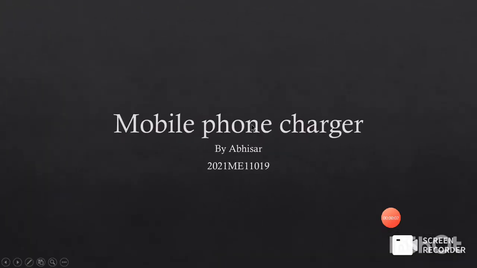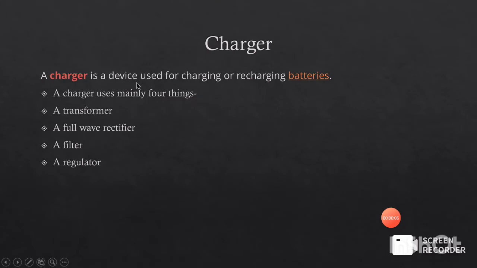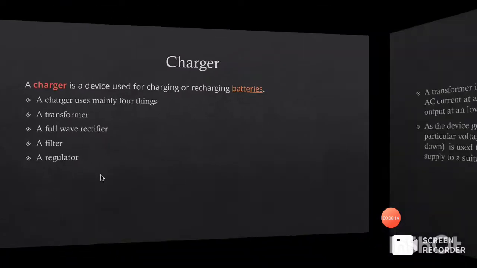Mobile phone charger by Abhisar. A charger is a device used for charging or recharging batteries. A charger uses mainly four things: a transformer, a full wave rectifier, a filter, and a regulator.